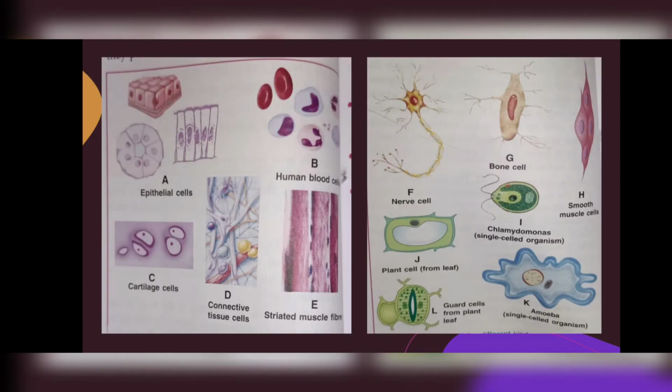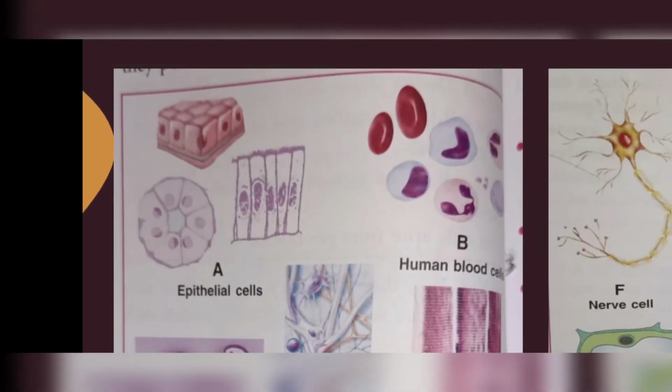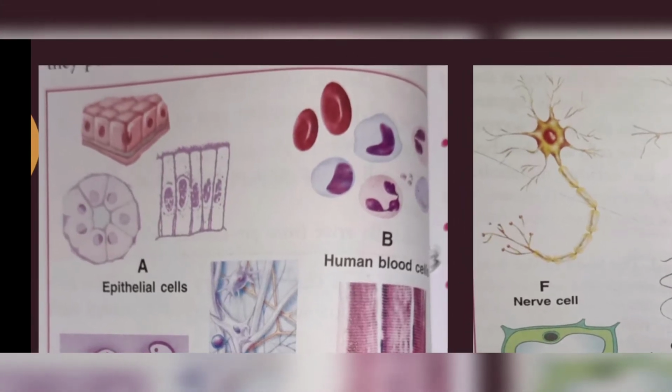Next, I have given you pictures of the cells, which are important for your knowledge. These are epithelial cells. See, some are cuboidal, some are stick like, and this one is disc like. Then we have human blood cells.